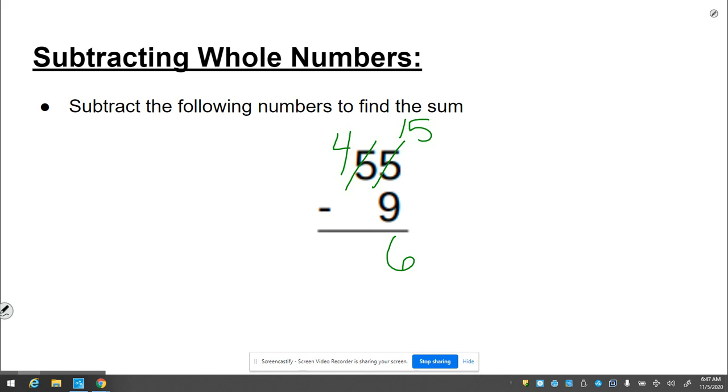And now we subtract our tens frame. 4 minus nothing, so we just drop down our 4. So 55 minus 9 is 46.